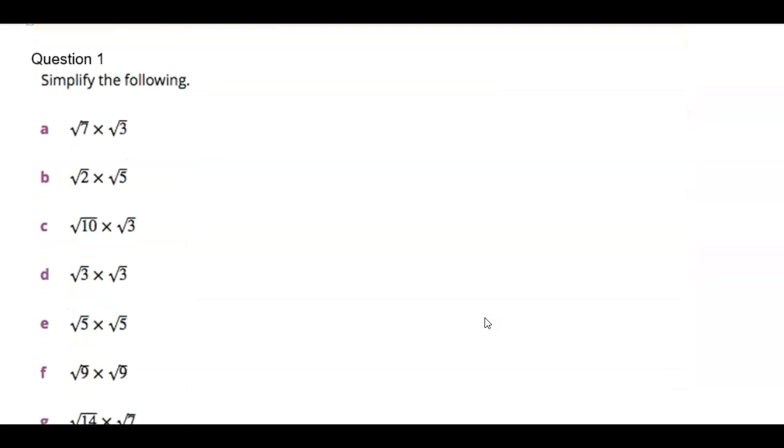There's quite a few questions on this worksheet. It's probably a good idea to do them all. The solutions are at the end for you, but I'll just do a few examples with you to show you how it's done. So the first one, we've got the square root of 7 times the square root of 3. Remember, whatever is underneath the square root sign can go under its own. So we've got the square root of 21.